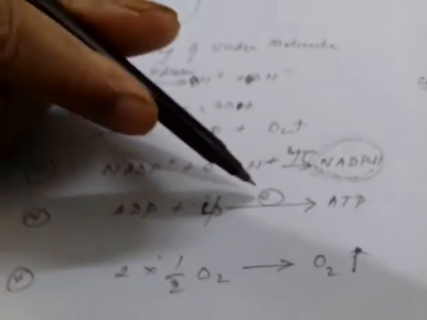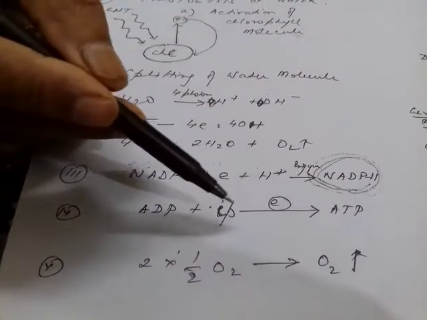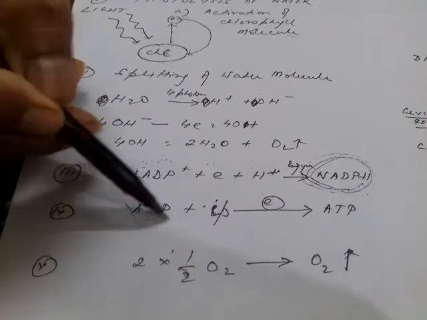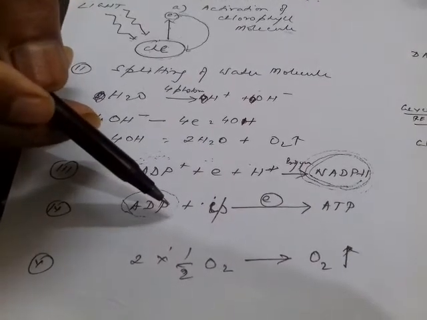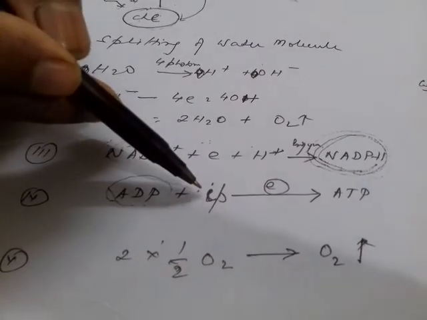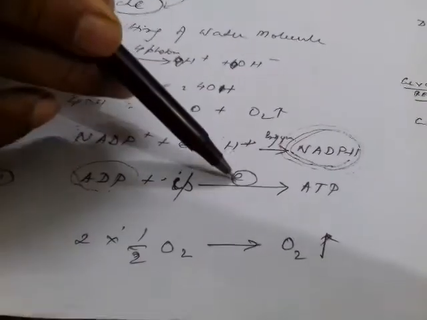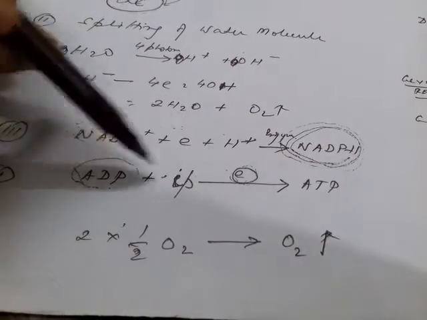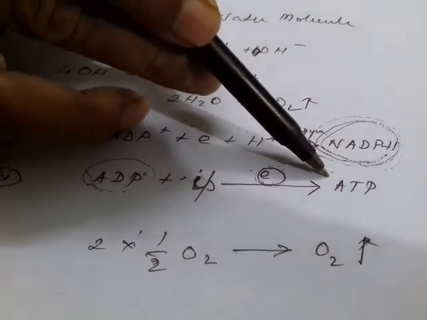Now what is the third? The third thing that happens, or the fourth thing that happens, is that these high energy electrons, when they are coming down through the electron transport chain, help in the combination of ADP. ADP is an energy rich molecule which has less energy than ATP. This combines with inorganic phosphate across the thylakoid membrane, and these high energy electrons help in binding these two to form ATP. So what is ATP?